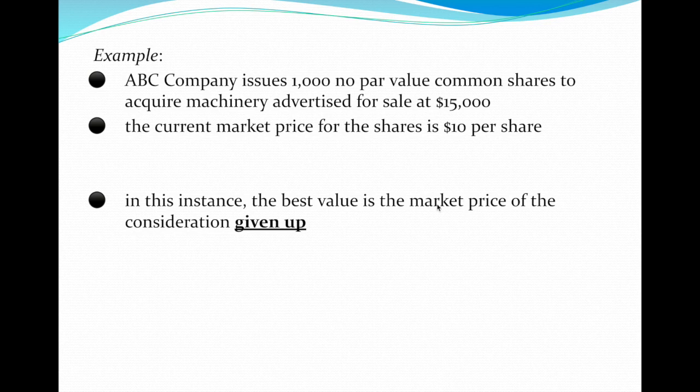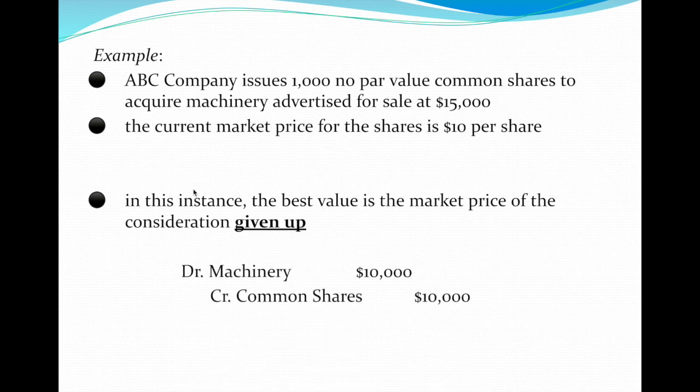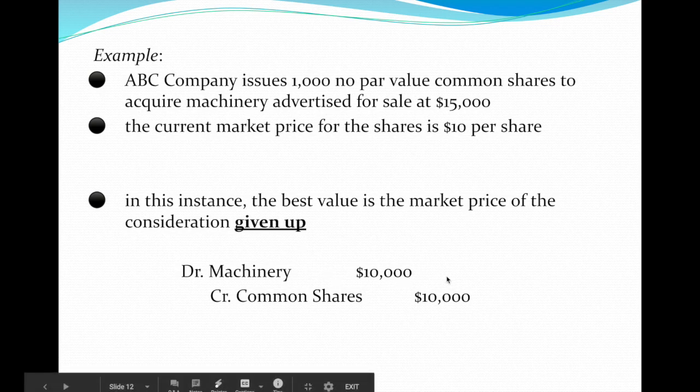Again, we're using the most reliable. I don't know why that's so funny to me. It shouldn't be. Again, we use the most reliable source of information here. And in this case, a current market price for what we're giving up is more valuable than an advertised price for some random piece of machinery. So we use this. So then the entry for the machinery would be 10,000 as well as the common shares.